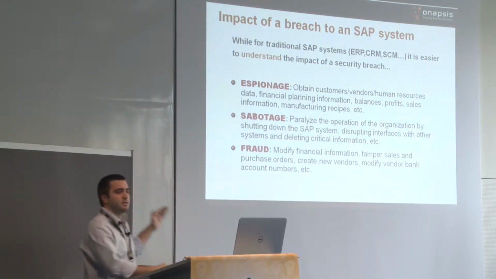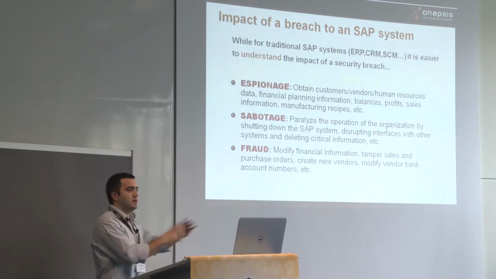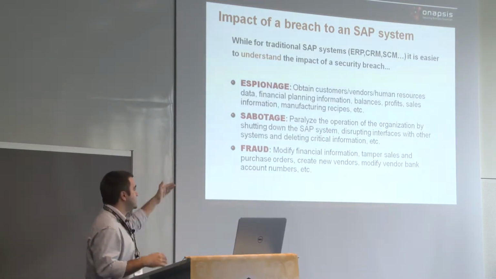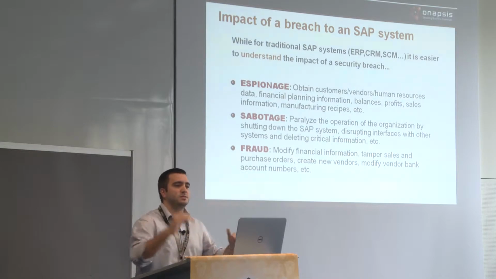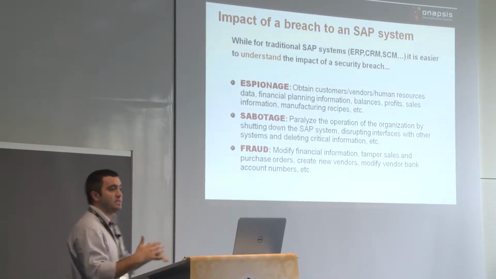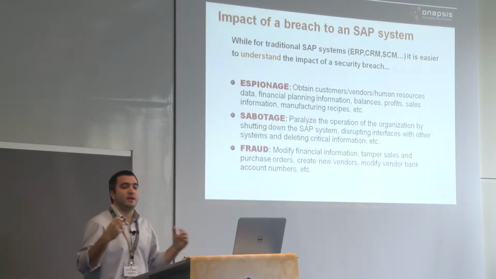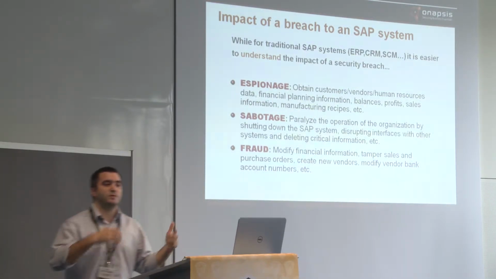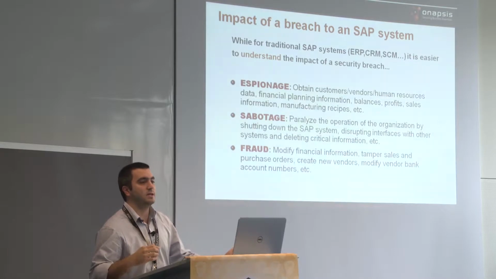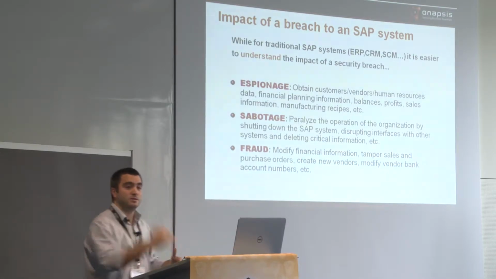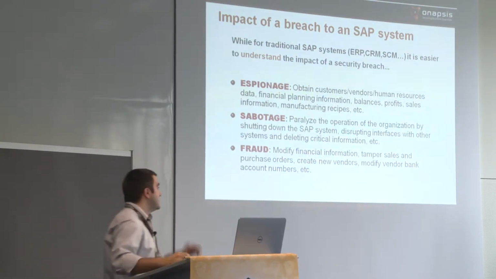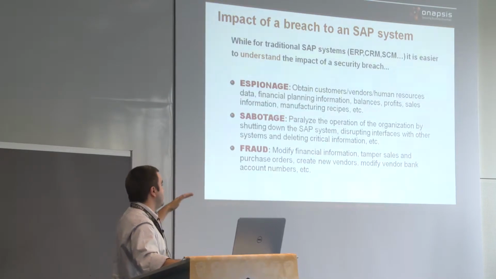We can group that impact into espionage attacks, like gathering information, sabotage attacks, like stopping the system, stopping business processes, breaking interfaces, or even fraud attacks, like having financial information, bank account numbers, credit card information, modifying the salary, as we saw in another example. So that's pretty clear for everyone, right?